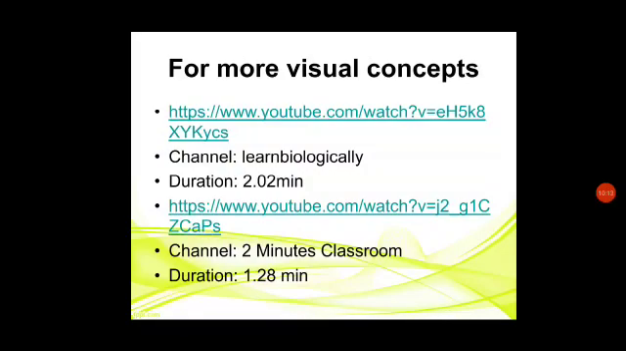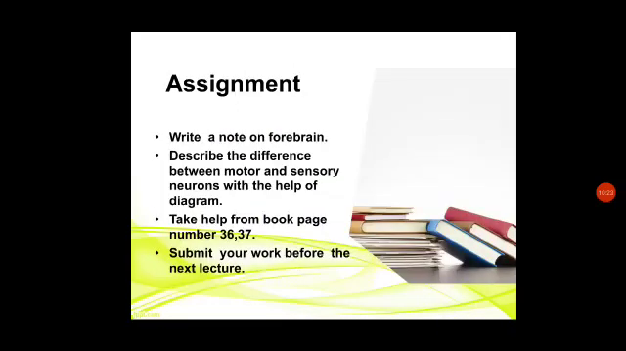Here are two video links. You can see them and your concept will be clearer about the brain. Here is your assignment. You have to write a note on the forebrain and describe the differences between motor and sensory neurons with the help of a diagram. You can take help from the book, pages 36 and 37. You have to learn the forebrain, the parts of the forebrain, their functions and where they are situated.